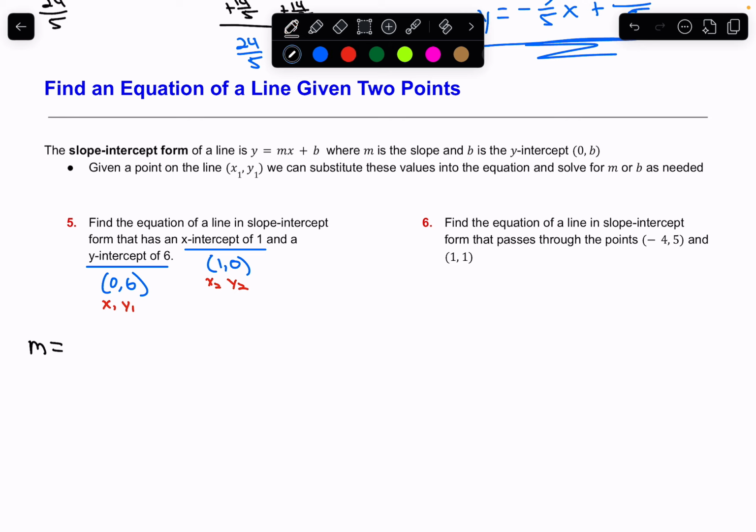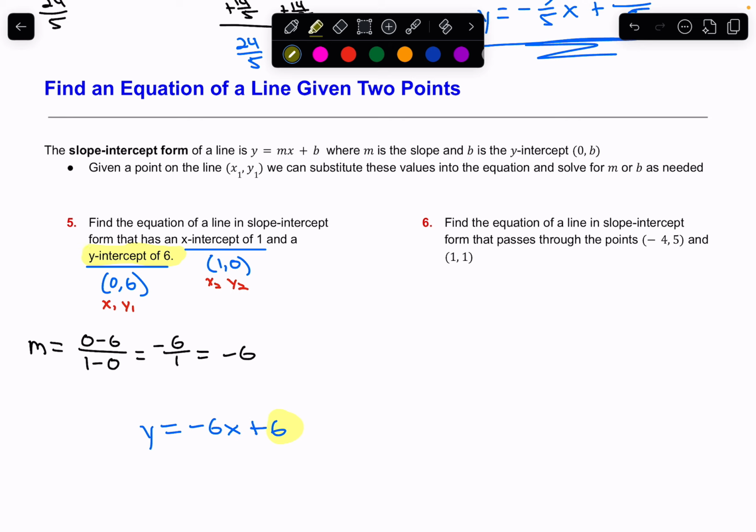So then I'm going to do y2 minus y1, which is going to be 0 minus 6, over x2 minus x1, which is 1 minus 0. This is going to give me negative 6 over 1, which is just negative 6. All right, so now I have my slope, and I actually already have my y-intercept, which is the 6 that we were given in the original problem. So I can go ahead and now write my answer as y equals negative 6x plus 6, where that second 6 right here, this y-intercept, came from the fact that we were given the y-intercept in the original problem.